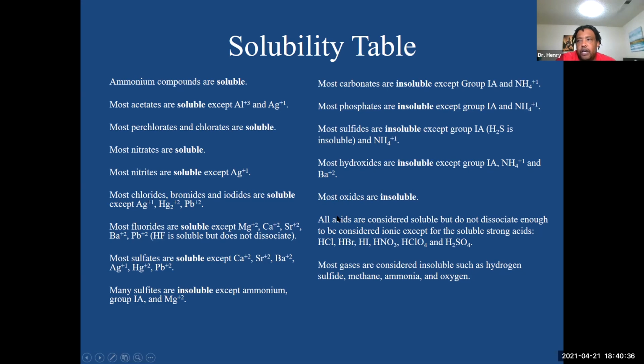Most oxides are insoluble, and then all acids are going to be considered soluble, but they may not completely dissociate, except for the strong acids, which completely dissociate as part of them being a strong acid. Most gases are considered to be insoluble, such as hydrogen sulfide, methane, ammonia, and oxygen.